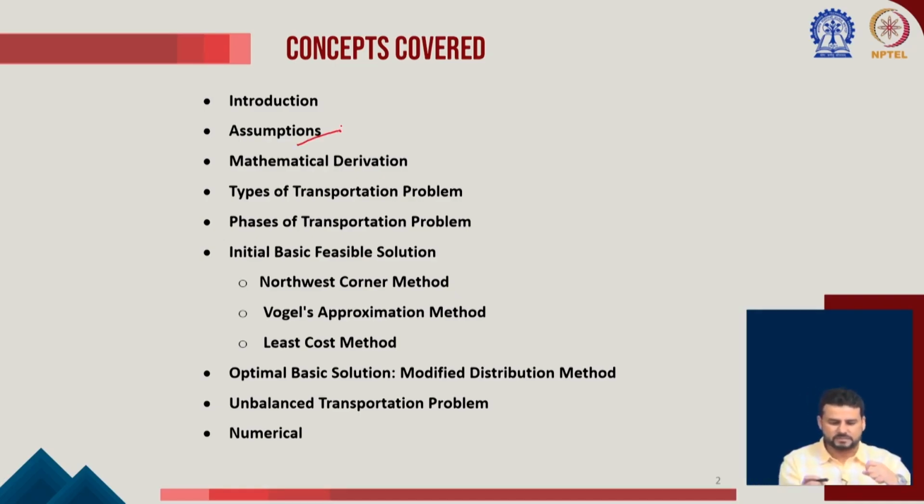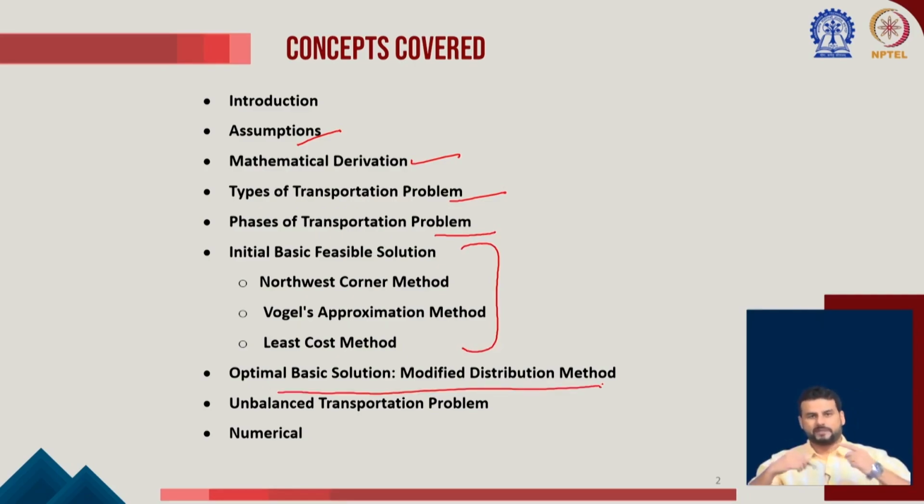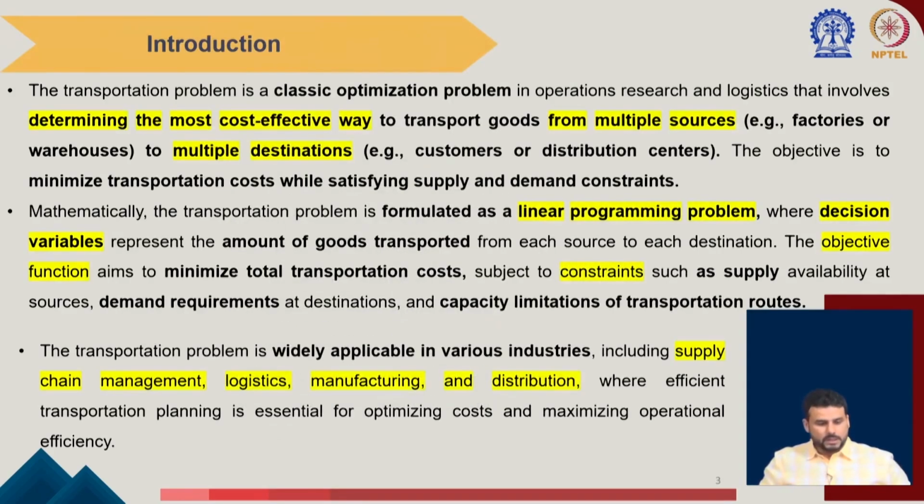We have some set of assumptions for solving that linear programming problem. We will talk about the mathematical derivation of that, different types of transportation problems, then phases of transportation problem, how we can find out the initial basic feasible solution, and then we will find out the optimal solution towards the end. And we will discuss some special cases of transportation problem, and obviously I will show you some numerical demonstration also.